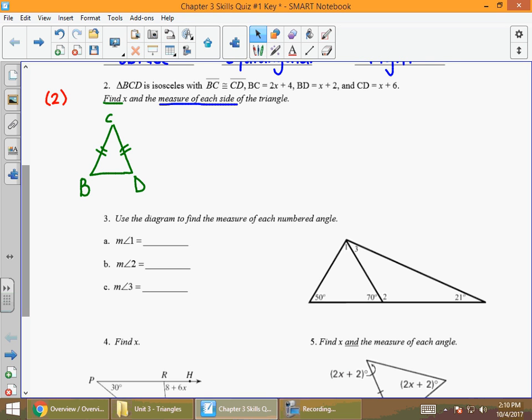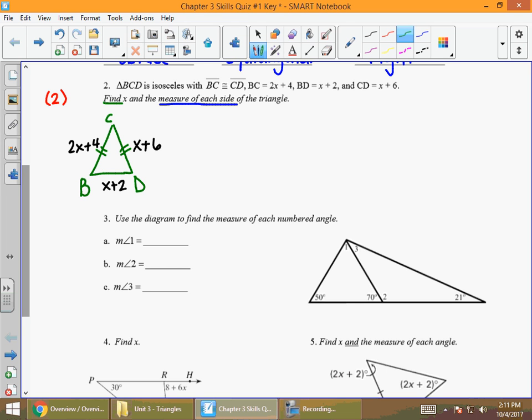Then it goes on to say that BC is 2x plus 4, BD is x plus 2, and CD is x plus 6. Now, I had a lot of people miss this one. You're probably reading your quiz, and it says sides, not angles. That's because I don't want to add these 3 things up and set it equal to 180, because this is not the measure of the angles. This is the length of the sides.